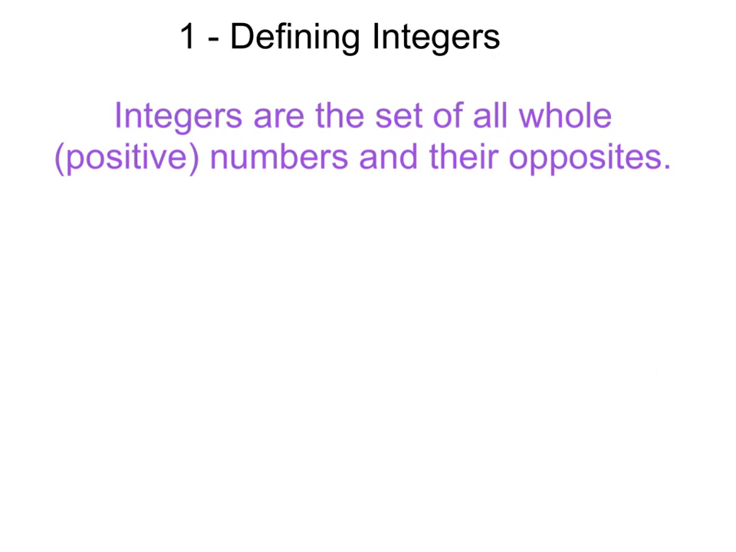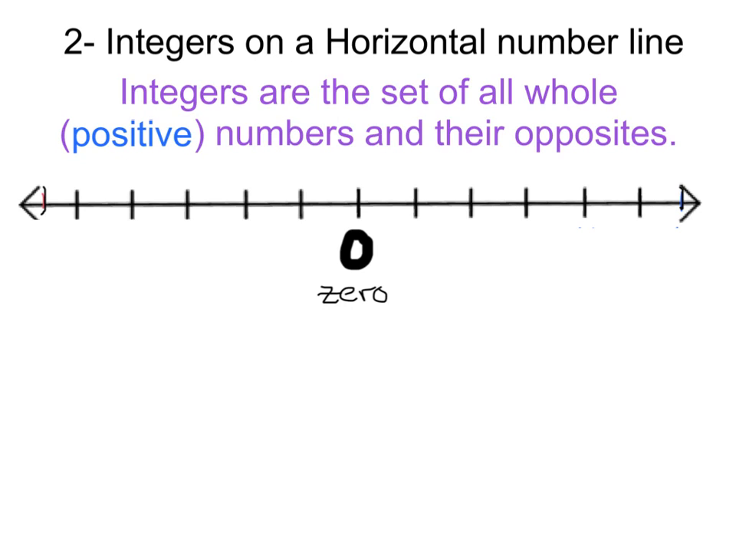Integers are a set of all whole positive numbers and their opposites. So first we're going to be talking about what is a whole positive number, and then later on at the end of the lesson, we're going to be defining what opposites means. So, reading the definition is one thing, but seeing really helps believe.